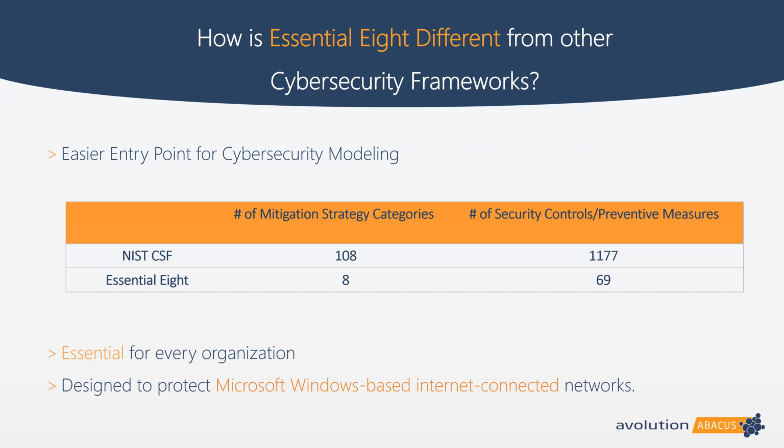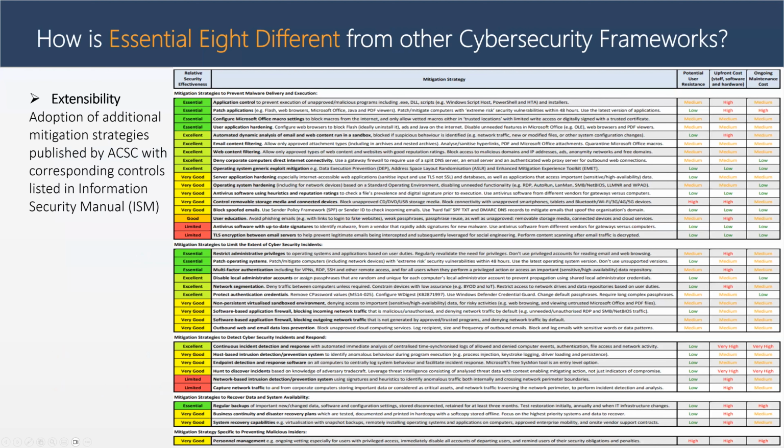So for any organization new to cybersecurity practice, Essential 8 is really the easier entry point. And it's essential because it's designed to protect Windows-based internet-connected networks. That basically means every single organization out there. And you may start to question, okay, is that 69 preventive measures really enough? The answer is definitely no. So we can go to the next slide and see another big benefit of Essential 8, or the difference, which is its extensibility. So if we could go to the next one, yes.